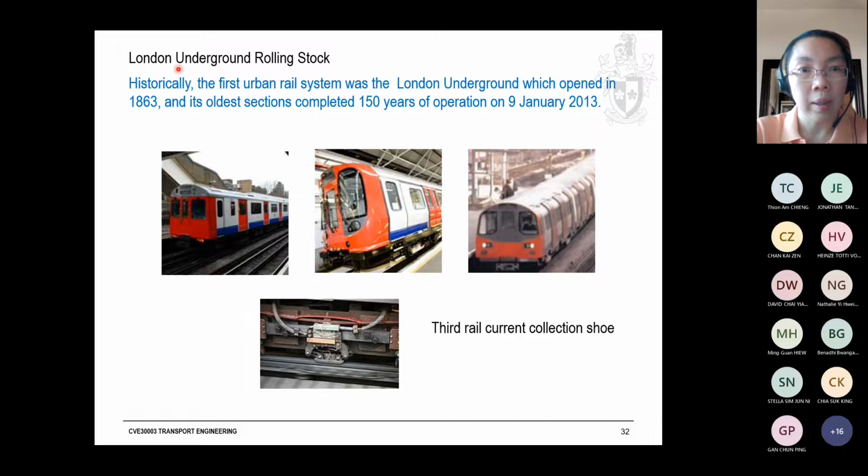Yep. Another one, London Underground rolling stock. This one opened in 1863. Completed 150 years of operation on 9 January 2013. Okay. So if you missed out on the third rail just now, this is the one.